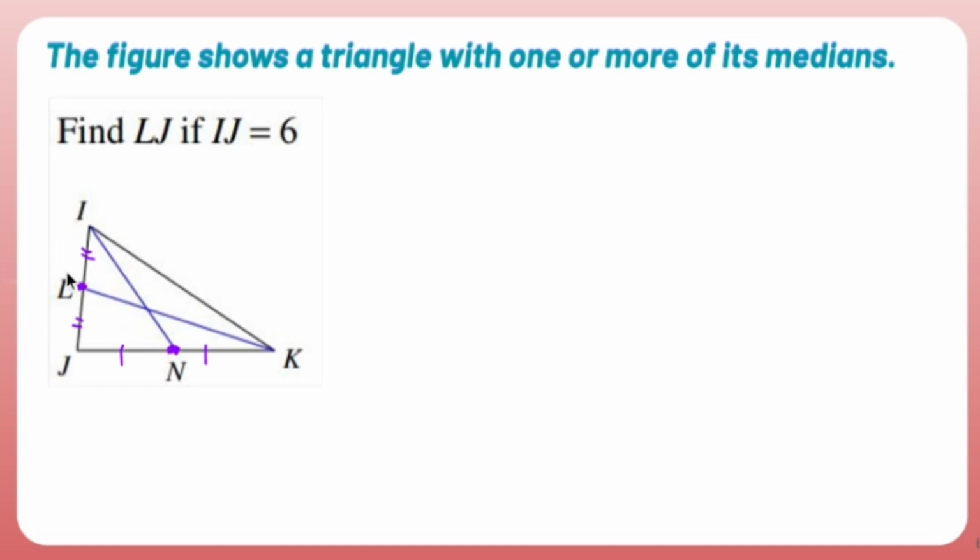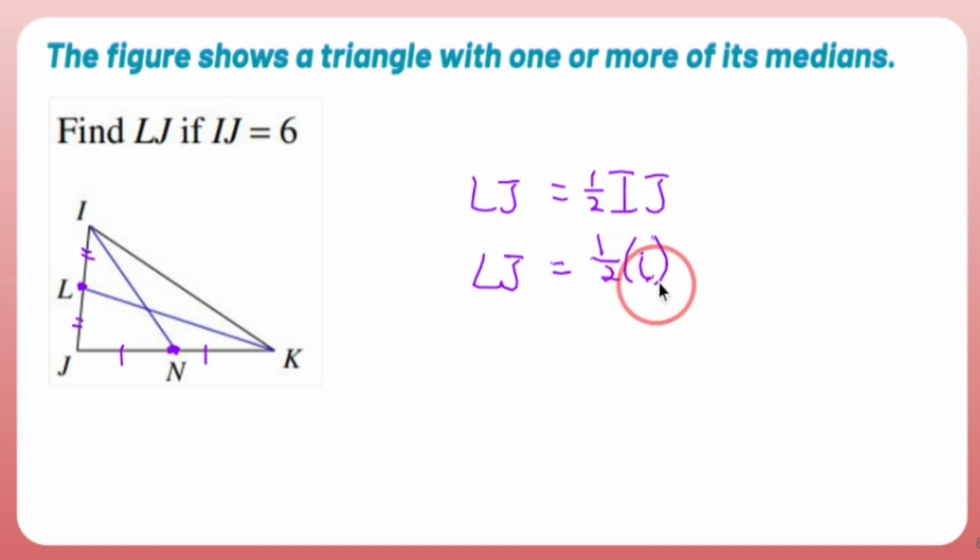All right, not so bad. This whole side is 6. This is the midpoint, which means LJ is going to be half of the entire side. So LJ is going to be half of 6, which means LJ is 3.